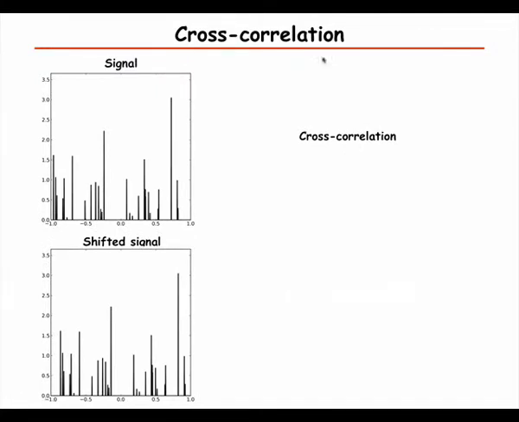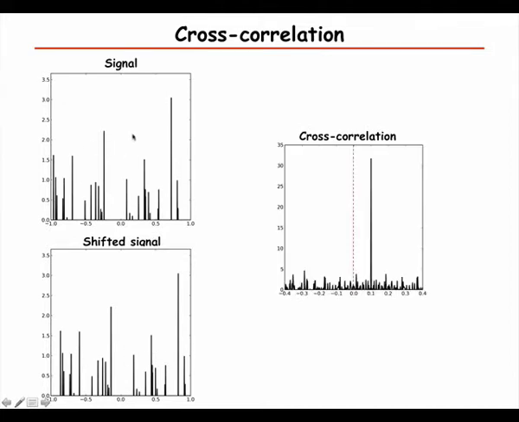But now if we take a signal and shift it, as you see here, everything is shifted by a constant compared to the signal up here. It's shifted by 0.1. And then we see that in this case we get the peak at 0.1.